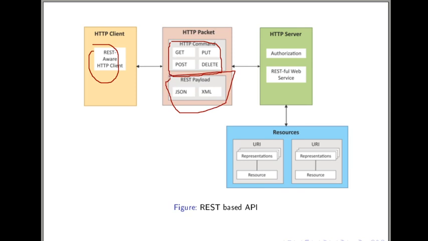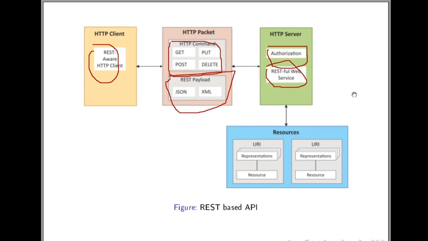Then at the next block, we can see the HTTP server, where authentication and authorization is done, whether the request sent by the client is accessible to this particular client or not. So the server has to identify the client, and based on that identification, it decides whether the requested resource should be given or not. There can also be a web server at the HTTP server that gives the HTML response.